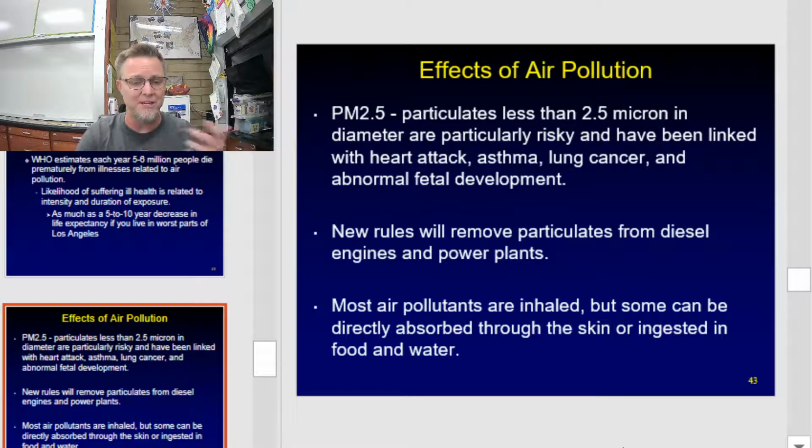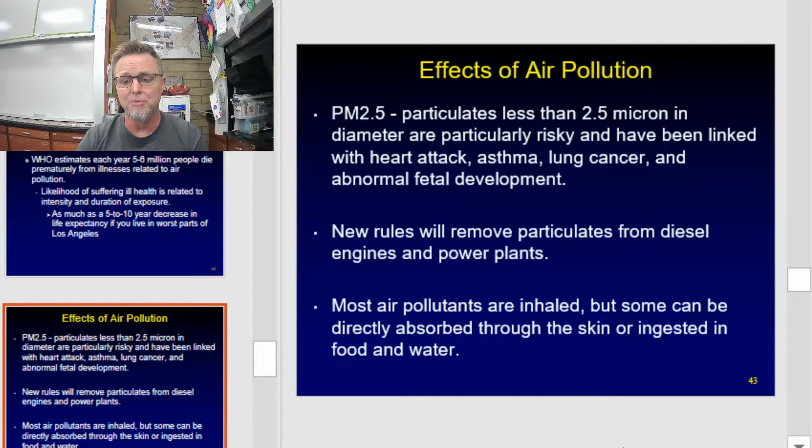Well, all the things we talked about can lead to this decreased life expectancy, whether we're talking about chemicals or something like this: PM 2.5. This is something that I like to really sit on when it comes to air pollution. These are particulates in the air that are 2.5 microns in diameter or smaller, and they can get deep into your lungs and lead to heart attacks, asthma, lung cancer, abnormal fetal development. I mean, the list can go on and on.